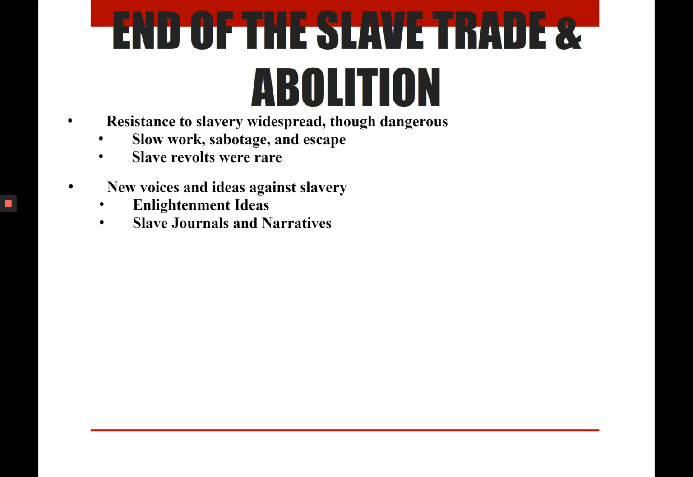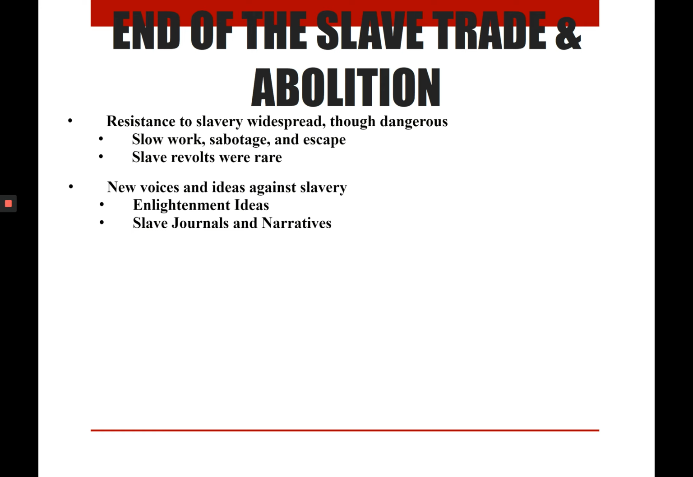We're also going to see slave journals begin to spread. And these slave journals, and a couple of the more famous ones, Olaudah Equiano is going to publish a famous slave journal. But what they did is they exposed the brutality of slavery to the public. And so Frederick Douglass, another one who used his newspaper to help spread the brutality of slavery.